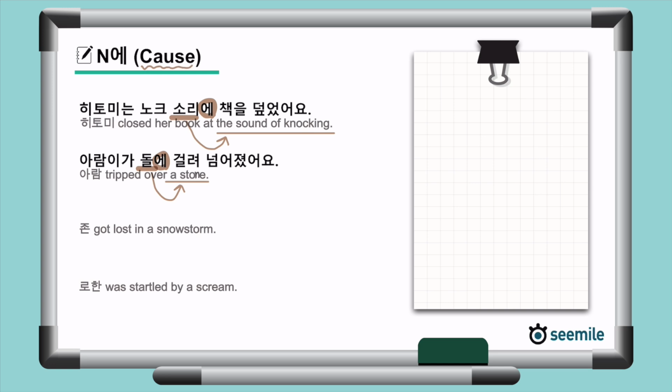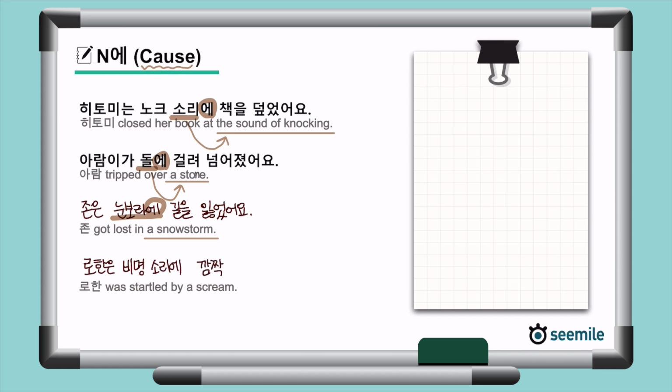Keeping that in mind, please try to say out loud the next two sentences in Korean. 조는 눈보라에 길을 잃었어요. 로하는 비명소리에 깜짝 놀랐어요. Good job! Now repeat after me. 히토미는 노크 소리에 책을 덮었어요. 아람이가 돌에 걸려 넘어졌어요. 조는 눈보라에 길을 잃었어요. 로하는 비명소리에 깜짝 놀랐어요.